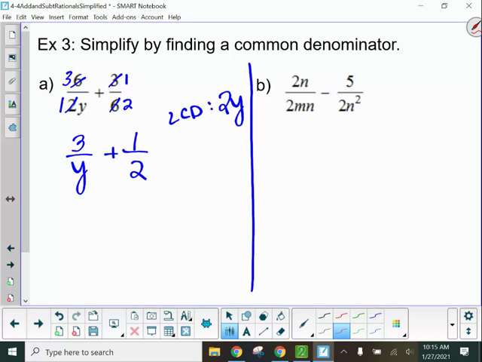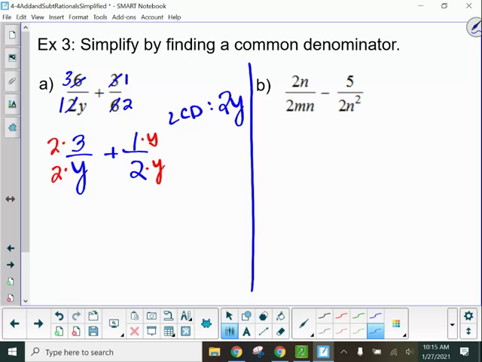Now we have to multiply to make my denominators the same. They have to be both 2y. Well, the first fraction only has a y. It's missing a 2. So I have to multiply the top and the bottom by 2. The second fraction has the 2, but it's missing the y. So we have to multiply the top and the bottom by the y.